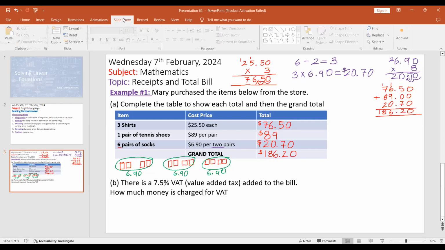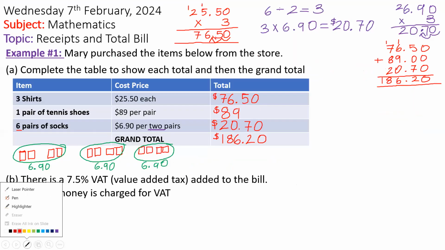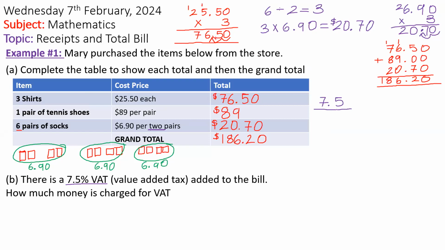Go ahead. Tiana, wanna try? What do you think? I think we're supposed to put 7.5% over 100 and then put 186.20 on the other side over 1. Okay, good. That's good. So they say there's a 7.5%, right? Remember, percent means over 100, so it's gonna be 7.5% of the total bill. Now, what does of mean? Of means that we're gonna multiply.